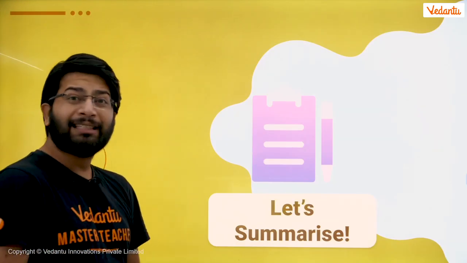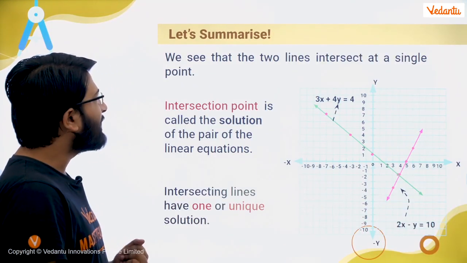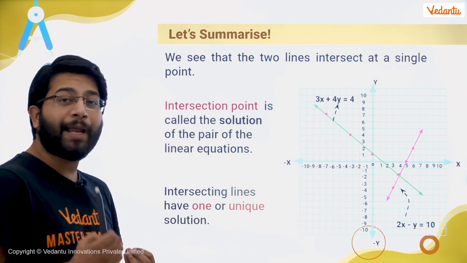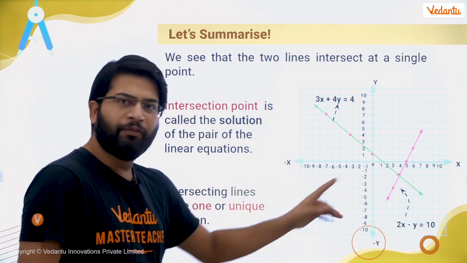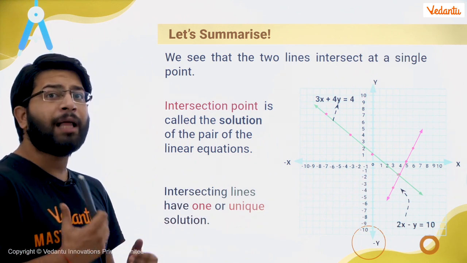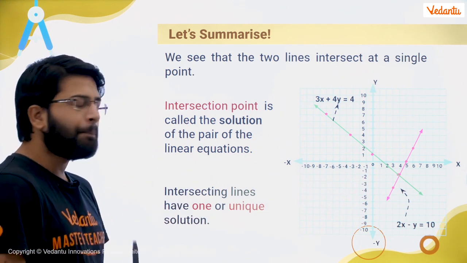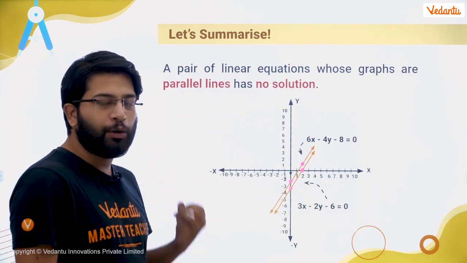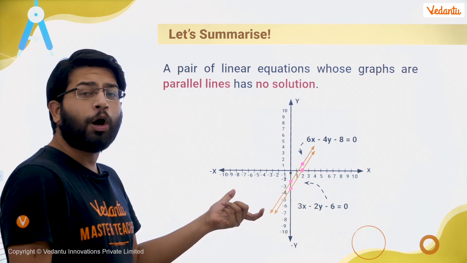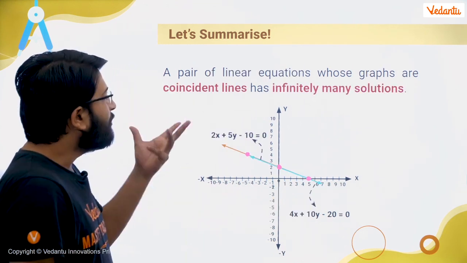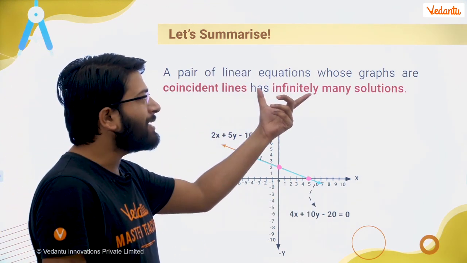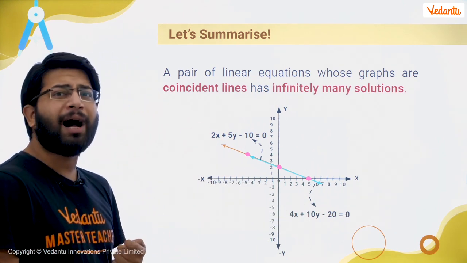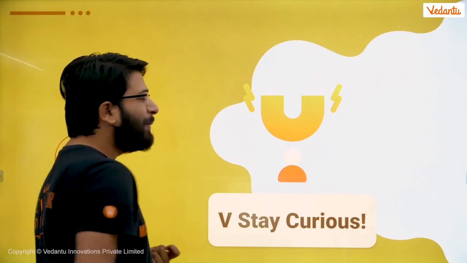Okay. So now, champ, let's summarize our class. We have seen in this class that the intersection point is called the solution of the pair of linear equations. Whatever the intersection point is, that will be the solution of the pair of linear equations. We have seen that parallel lines have no solution, because they are never going to meet. We have seen that coincident lines have infinitely many solutions because there are infinite common points between them. So I hope it is clear to you.